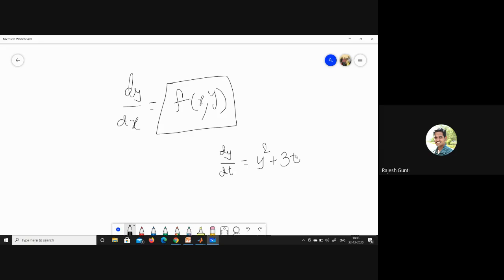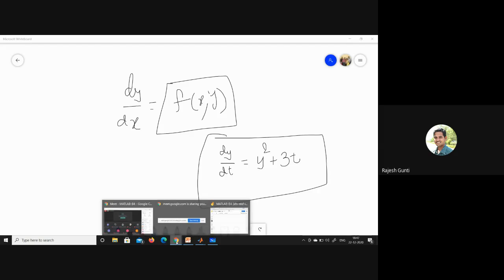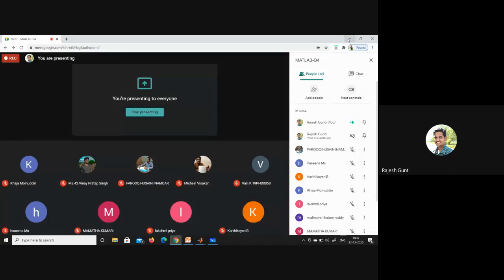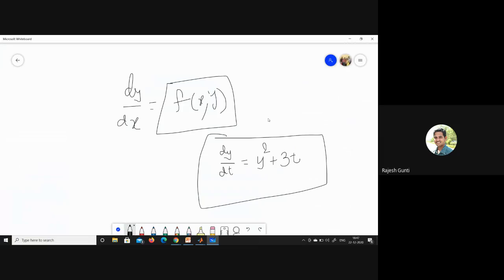We have very few methods to solve a first order ordinary differential equation: variable separable, homogeneous, reducible to homogeneous, exact, linear, reducible to Bernoulli differential equation. Very few methods are there. If you take this differential equation, dy by dt is equal to y square plus 3t, you cannot solve it with any of the methods I mentioned. It is not linear, it is not exact. Am I correct? You check it. It is very difficult.